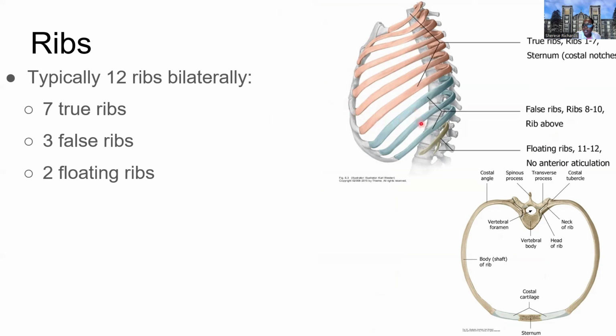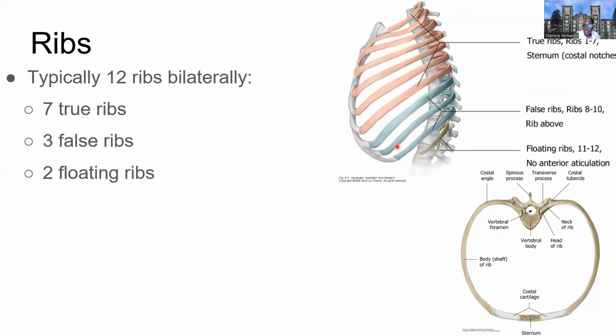The other 3, so ribs 8, 9, and 10, are going to be called false ribs. They don't have a direct connection to the sternum. They articulate via the costal cartilage of rib 7. So they kind of hitch a ride on the costal cartilage of the 7th true rib. And then rib 11 and 12 are going to be called floating ribs because they don't attach to the sternum or the costal cartilage at all, right? They're just kind of floating and hanging around there.